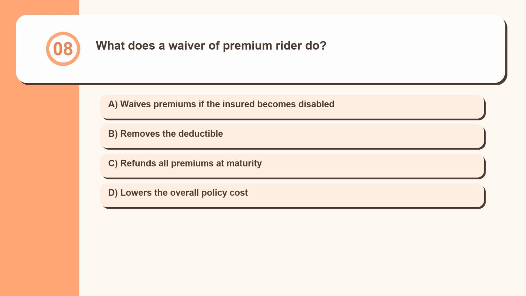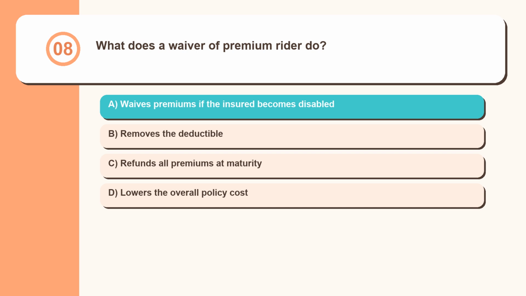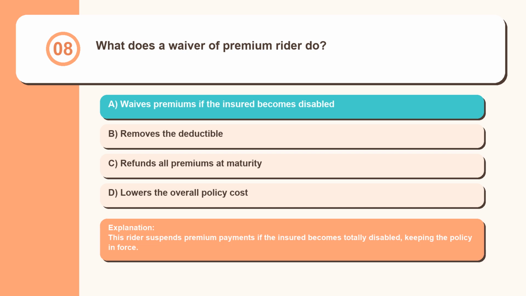Question 8. What does a waiver of premium rider do? Waives premiums if the insured becomes disabled, removes the deductible, refunds all premiums at maturity, lowers the overall policy cost. This rider suspends premium payments if the insured becomes totally disabled, keeping the policy in force.